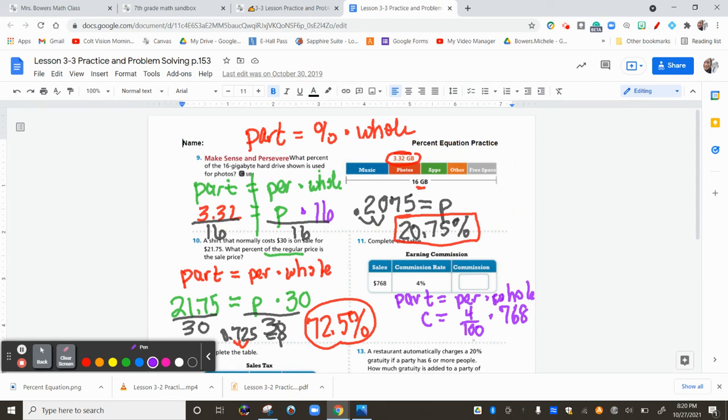So now I need to multiply these two numbers together. So when I multiplied the 4 hundredths times 768, I get 30.72. So that's $30.72.